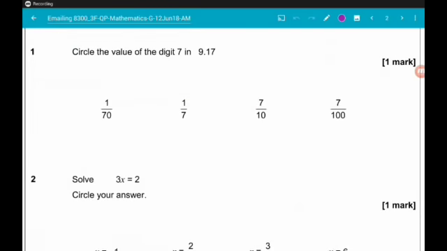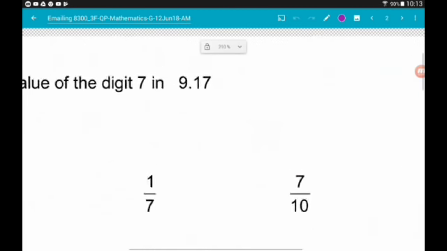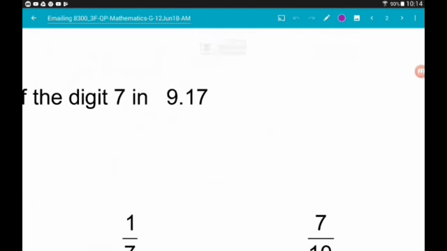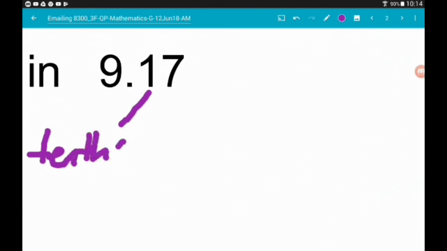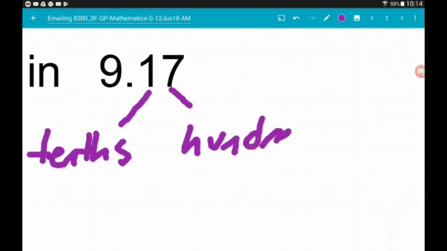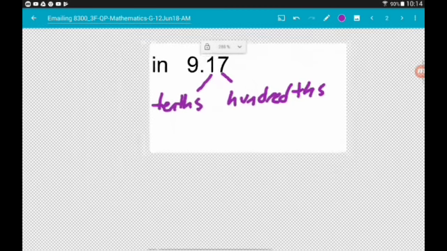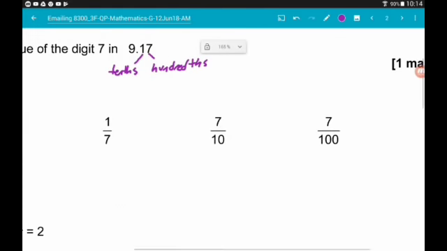Okay, question 1. We want to circle the value of the digit 7 in 9.17. For this we need to know our place value for decimals. So the 1 is tenths, 7 is hundredths. So the 7 is 7 hundredths, which means 7 over 100.